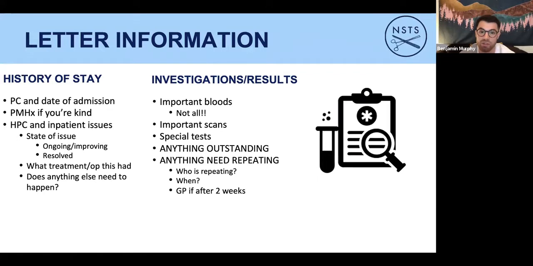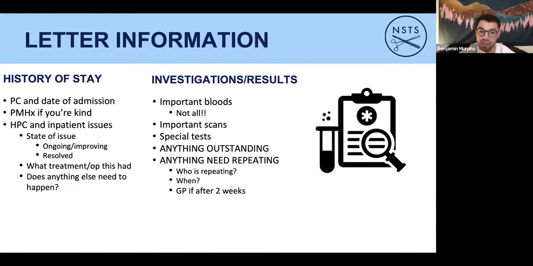Any investigations and results. So don't just copy in all the blood tests, only put in blood tests that are important for the GP to know, such as, they had an AKI, and their urinese went off, and so you want the GP to repeat them. You'd want that listed in the investigation section. And any important scan results that led to them having theatre or operations.